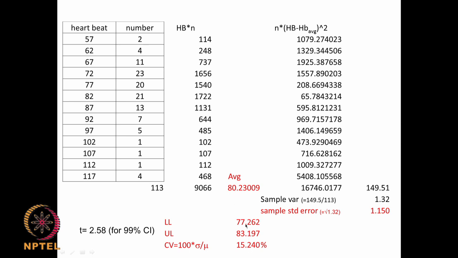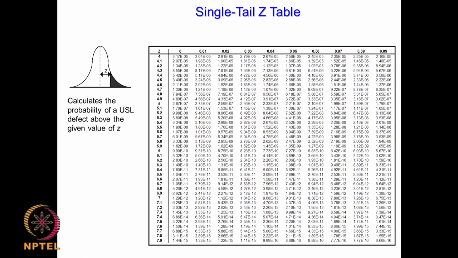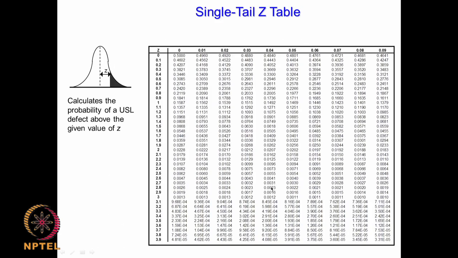So, the confidence interval gives you an estimate of where the population mean will lie based on the sample mean. The sample mean is 80.2 and the sample standard error is 1.15. That is, s by square root of n is called, as I mentioned here, the standard error of the mean.